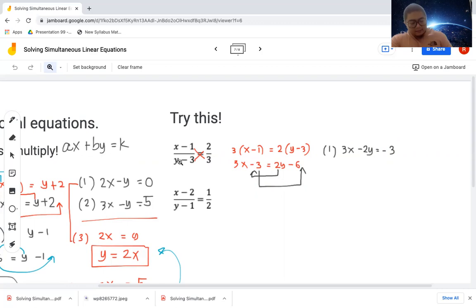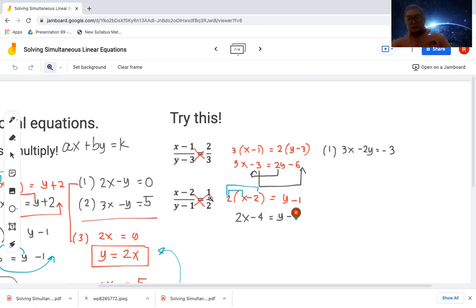Next equation is by the use of cross multiplication again. We're going to do the same procedure over and over for us to be able to get a one-liner equation, or an equation without any fraction. So this is going to be 2 times x minus 2 is equivalent to y minus 1 times 1. It will just be the same. All right, and then we expand. So this is going to give us 2x minus 4 is equivalent to y minus 1.